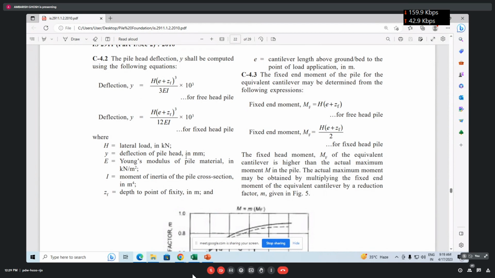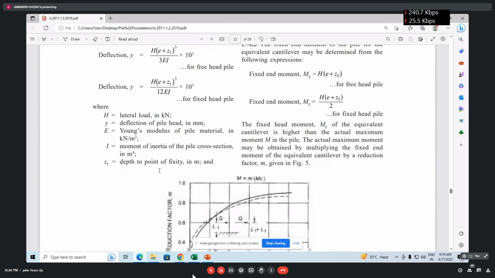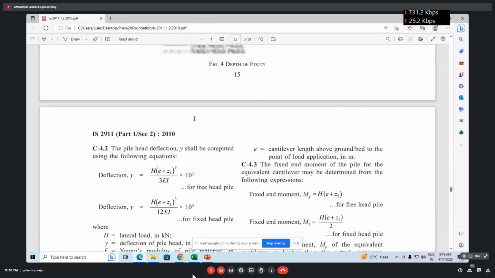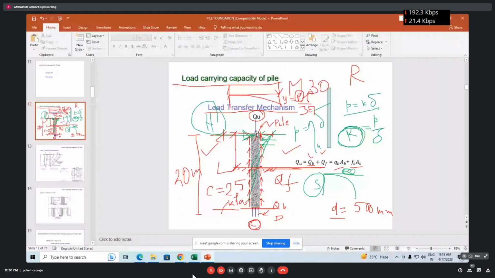Now let me tell you one point. In IS 2911, they have recommended y equal to 5 millimeter, this value. But this is not a correct picture, because if you look into the pile, you can see if you take a 500 mm pile, also 5 millimeter. If you take 1.5 meter pile, also 5 millimeter. If you take 3 meter dia pile, also 5 millimeter. Is it a correct specification?